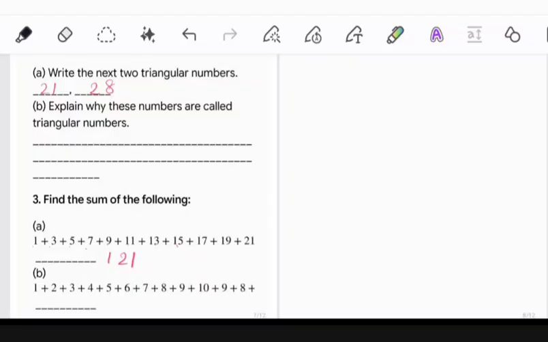Next question. 1 plus 2 plus 3 plus 4 plus 5 plus 6 plus 7 plus 8 plus 9 plus 10. Again coming down: 9 plus 8. Here some parts are missing, I'm writing here. 7 plus 6 plus 5 plus 4 plus 3 plus 2 plus 1 equals dash. This is the question, okay?